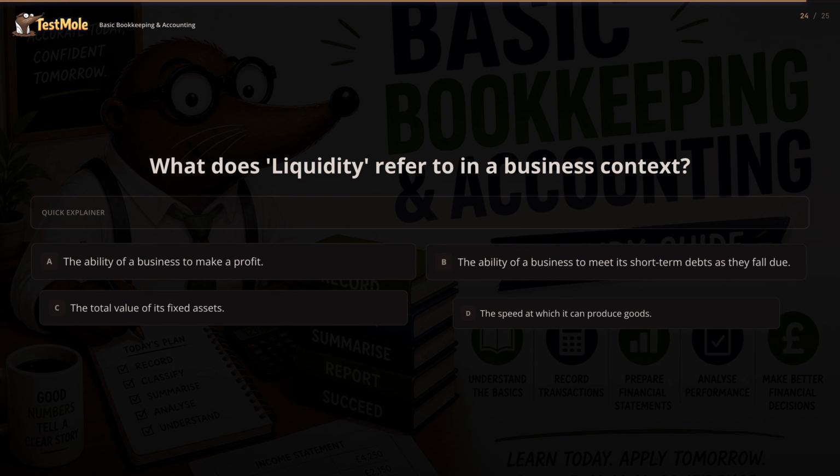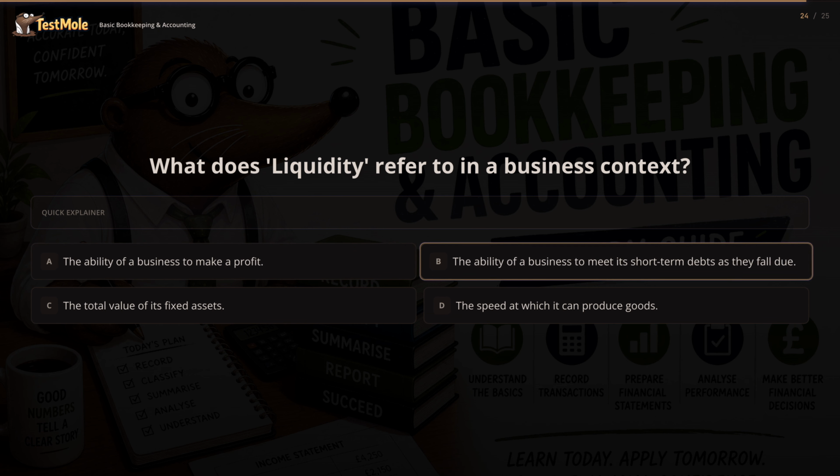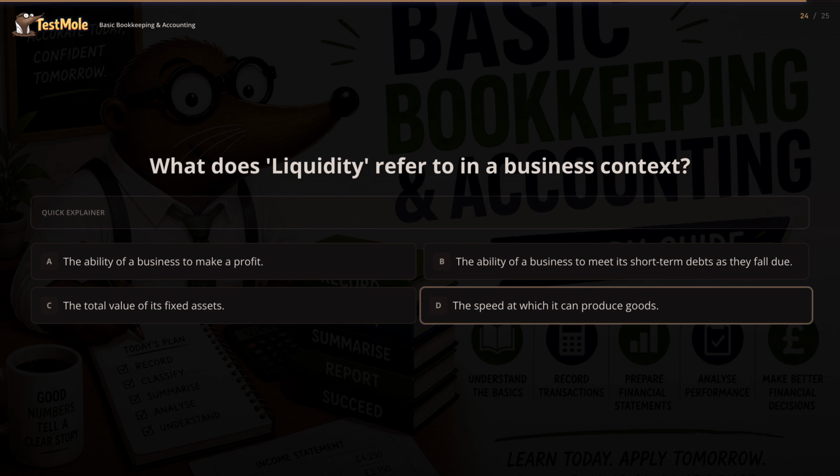The options are A. The ability of a business to make a profit. B. The ability of a business to meet its short-term debts as they fall due. C. The total value of its fixed assets. D. The speed at which it can produce goods.